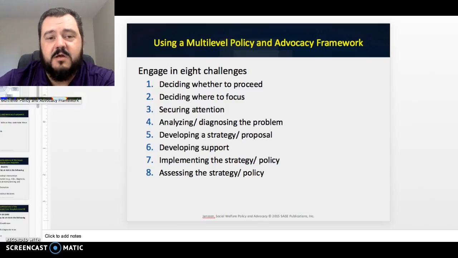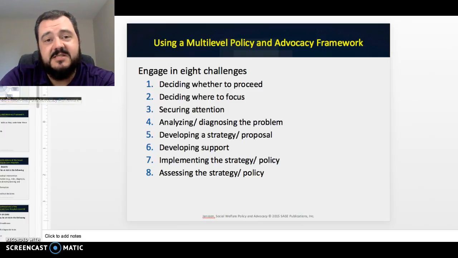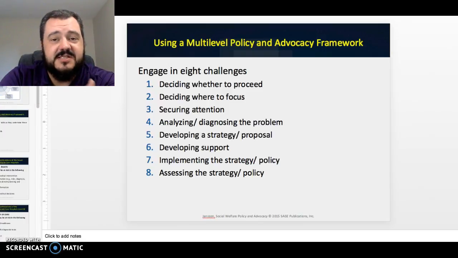When we work in our policies, when we're trying to discover policies that we want to change, we need to be prepared for some of the challenges that we will be up against and some of the tasks that we will have to do in addressing and figuring out what our policy changes are going to be.